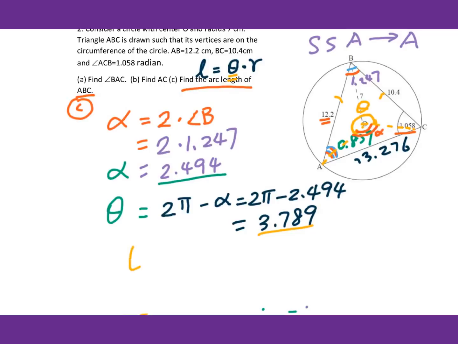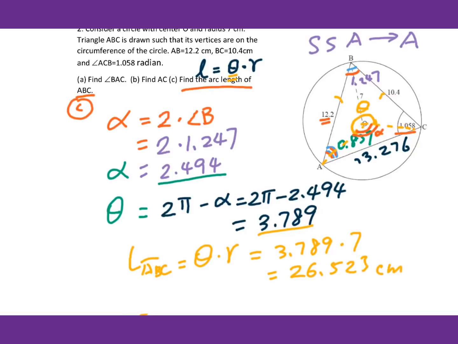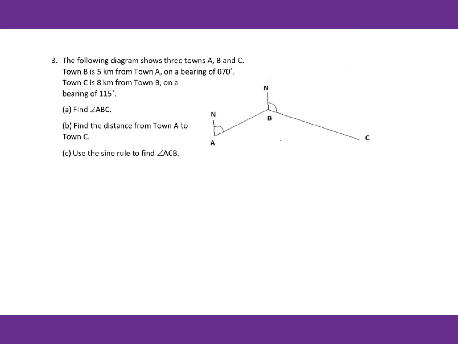Therefore, for the arc length ABC, you will get theta times radius. Radius is given 7. Therefore, we got 3.789 times 7. So arc length equals 26.523 centimeters.